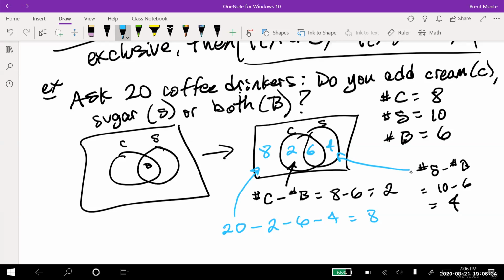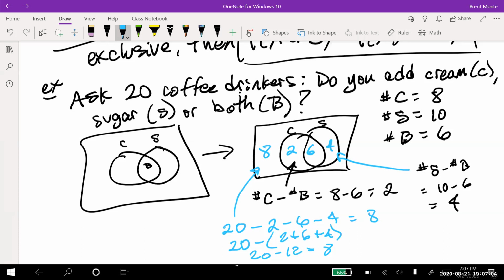And notice we add up the 8 and the 2 and the 6 and the 4, that gives us 20. So that did account for all the people. Another way to write this, we could say it's 20 minus (2 plus 6 plus 4). Because now it's 20 minus 12, which is an easy way to get to 8 in your head. But now that's a completed Venn diagram. We've accounted for all the people, and we've accounted for all the different possibilities.